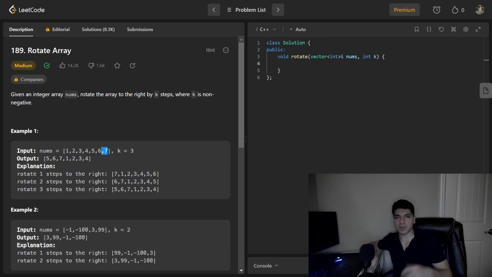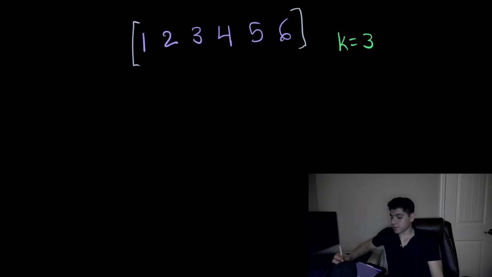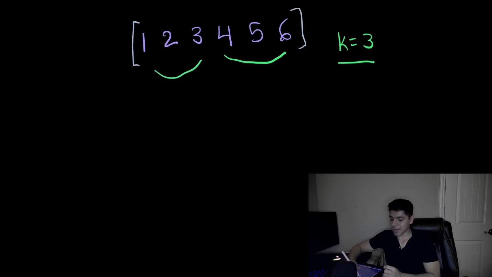Let's delve a little bit more into the problem. Let's say, for example, we have an array of 1, 2, 3, 4, 5, 6. Even though there are multiple ways of solving this problem, we're going to take a very simple approach. If we have to rotate this by k equals 3, we know we have to move the 6, the 5, and the 4 to the front of the array in that order. To simplify this, what if we were to reverse the first half of the array, then the second half, and then reverse the whole thing?